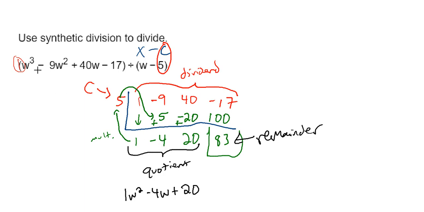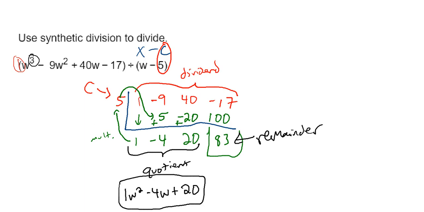Another way you can do it is whatever power you started with, so we started with w to the third power as the highest power, your quotient will be 1 less than that. It'll start with 1 less than whatever the highest power is. So it'll start with w squared. And so this would be my quotient.